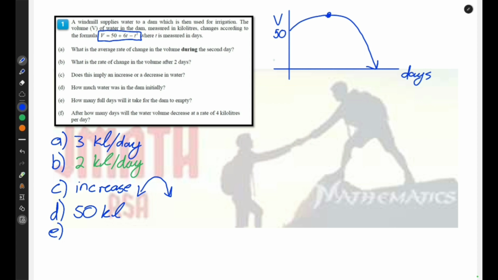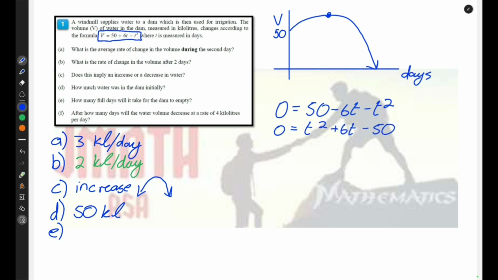Question E. How many full days would it take for this dam to empty? They are just asking me for the x-intercept. So my one x-intercept would be in the negative. But please, with story sums, time can never go negative. Okay, so I'm just ignoring that x-intercept, and I'm just working out the other one. So with this, I'm just using the original formula, and I'm saying, okay, if y is 0, what is t? So 50 plus 6t minus t squared. I am just going to rewrite that and divide by a minus. So t squared minus 6t minus 50.